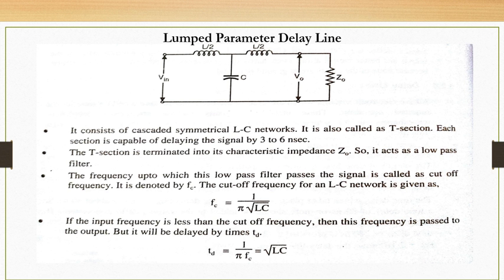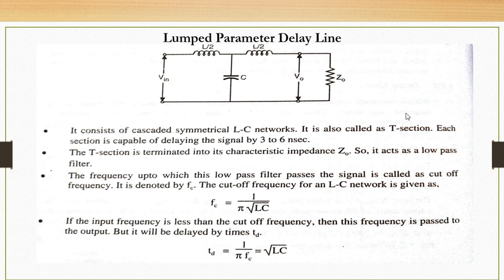Again, the delay of course depends upon the values of L and C. But generally if you want to generate a delay from 3 to 6 nanoseconds, then we can use this lumped parameter delay line. It is also called a T section because the combination of these two inductors and one capacitor looks like the character T. So that's why it is called a T section or T lumped parameter delay line.